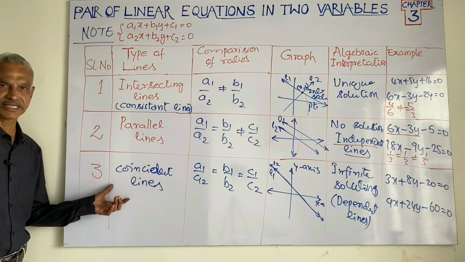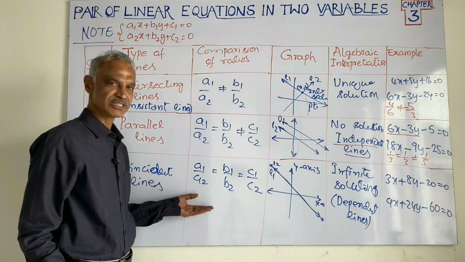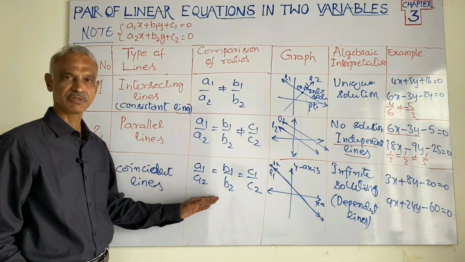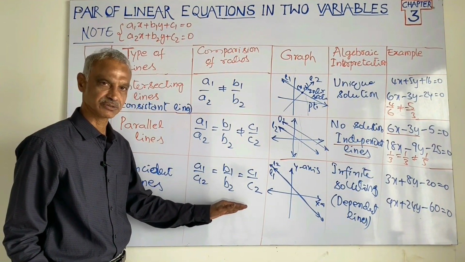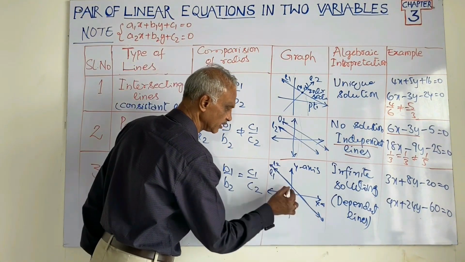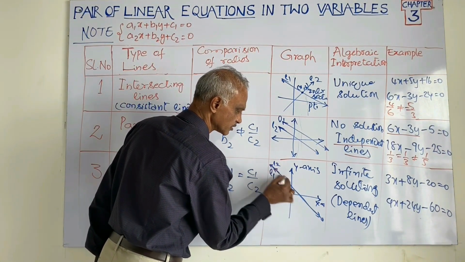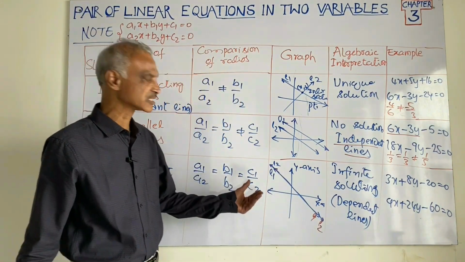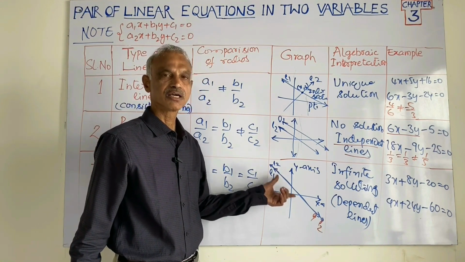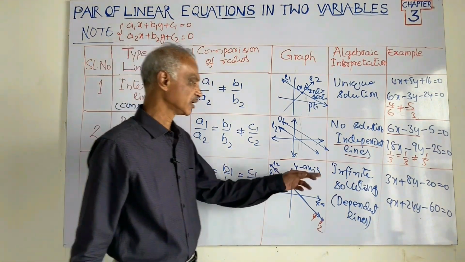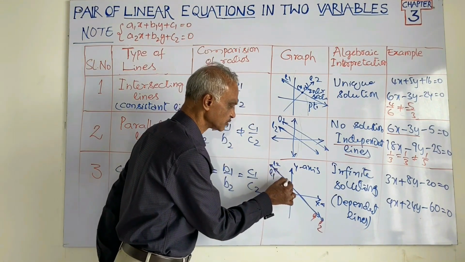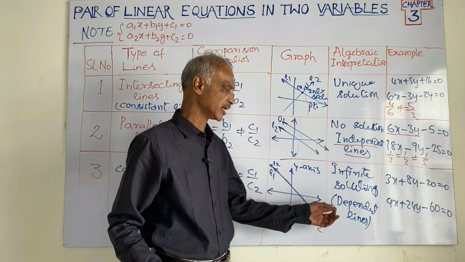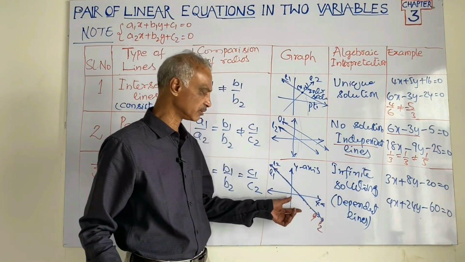Next, coincident lines. What is the ratio of the coefficients? Compare the ratios: a1 by a2 is equal to b1 by b2 is equal to c1 by c2. The coincident lines will depend on each other. This is L1 and this is L2. They are coincident lines, coincident with each other. How many solutions will it have? It will have many solutions. Infinite solutions are there. They depend on each other.